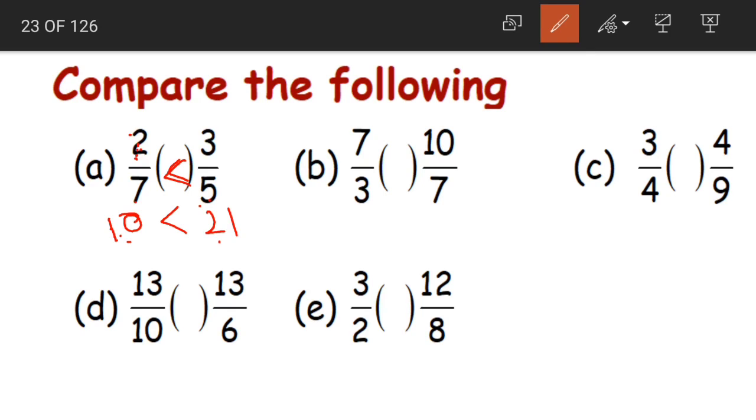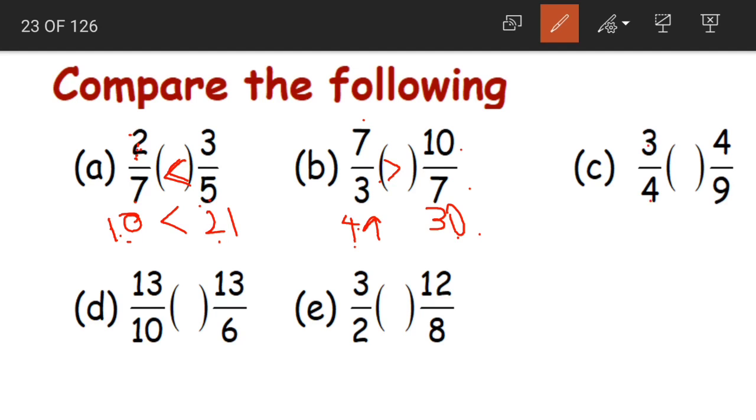Next question B. 7 by 3 and 10 by 3. 7 7s are 49. 10 3s are 30. Now 49 is greater than 30. So 7 by 3 is greater than 10 by 7 children. Not only this cross multiplication, if you are comfortable with LCM, you can go with LCM as well.